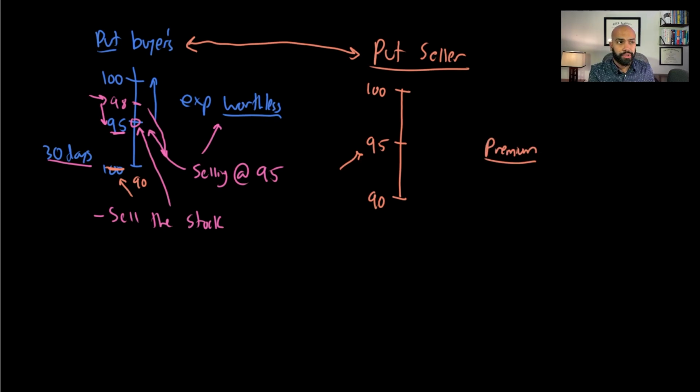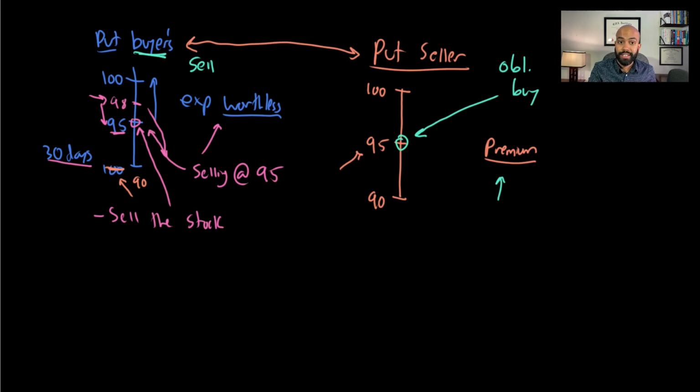So why did they get the premium? It's because they accepted the obligation of buying the stock at $95. Remember, the put buyer has the right to sell the stock. That means the put seller is obligated to buy the stock at $95. To accept this obligation, they get to collect a premium. So a few things can happen here. The stock can go down in value, in which case they become obligated to buy the stock at $95 because they got paid a premium to accept the obligation.